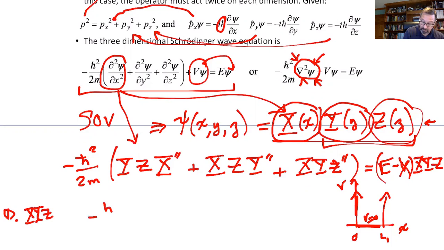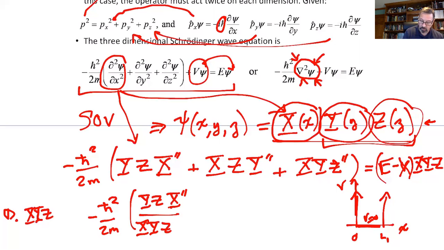I have minus h bar squared over 2m. Those constants are always there. And let's see, I'll write it out. It's the y function times the z function times the second derivative of the x function. But then I divide through by the x function, the y function, and the z function. And of course, that cancels that cancels that, and I'm just left with the second derivative of the x function divided by the x function itself for that particular term.